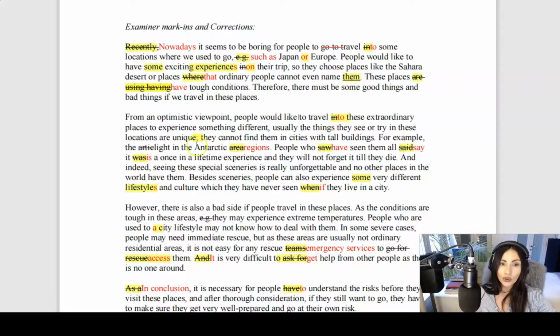You travel to a place. Okay, here punctuation was omitted, and the semicolon must be used. We say the Antarctic area, but we don't say the Antarctic regions. So word choice errors here. People who have seen them all, here we need to use the present perfect rather than the simple past, saw, because the present perfect talks about experience, right? It's used to discuss experience rather than using the past simple.